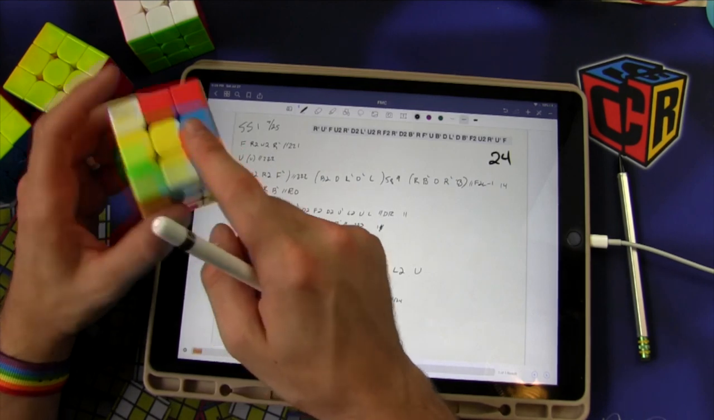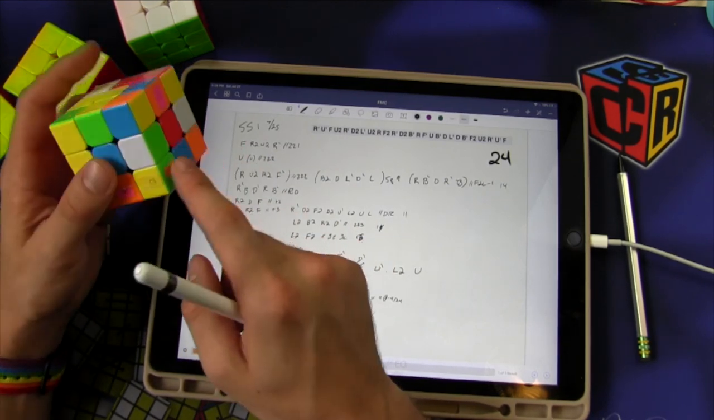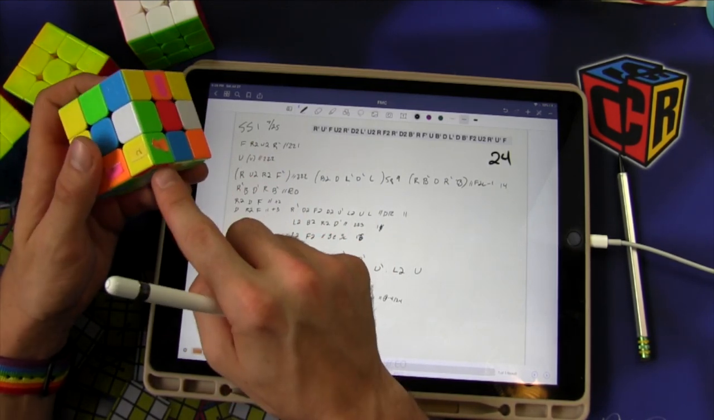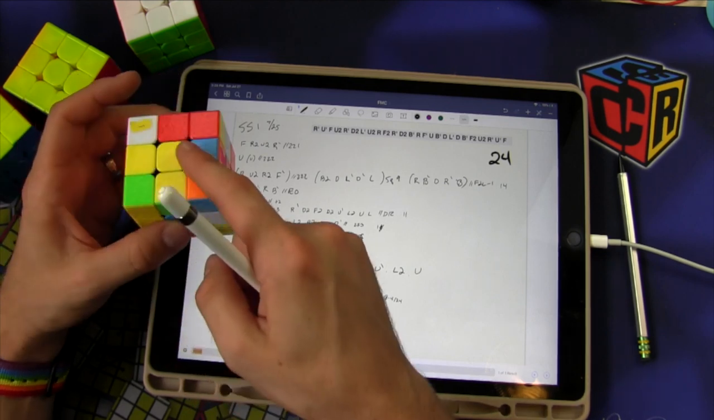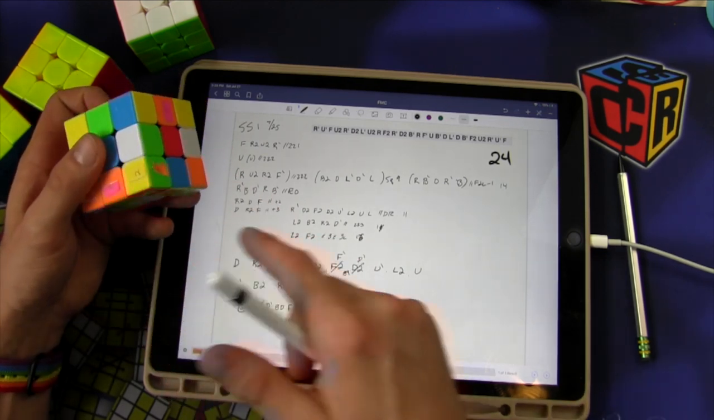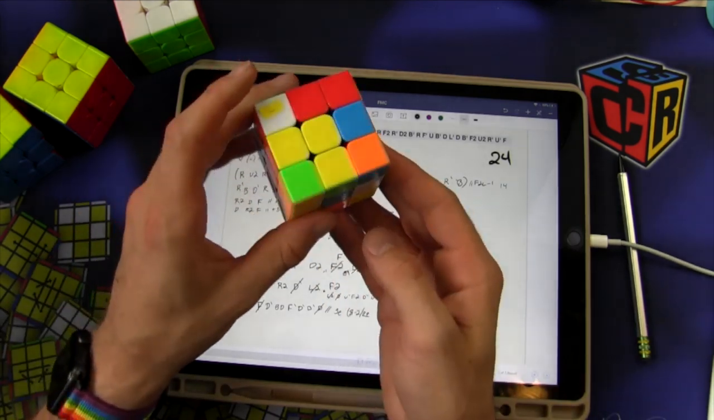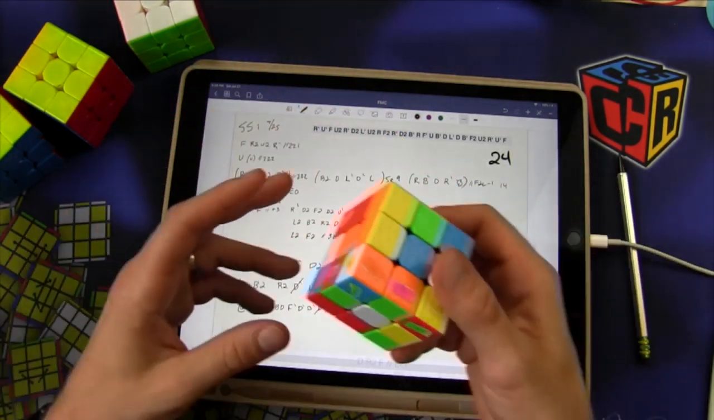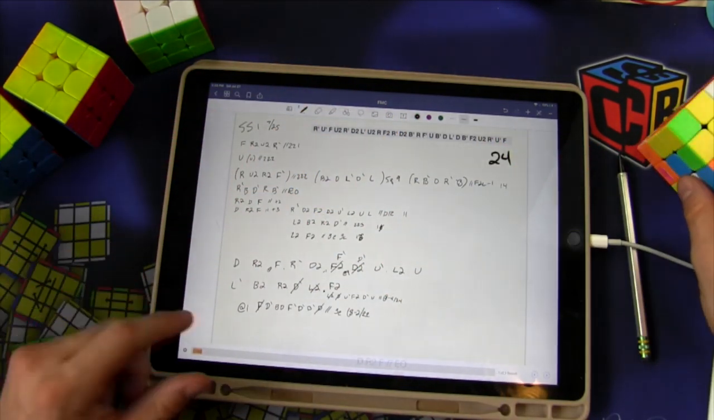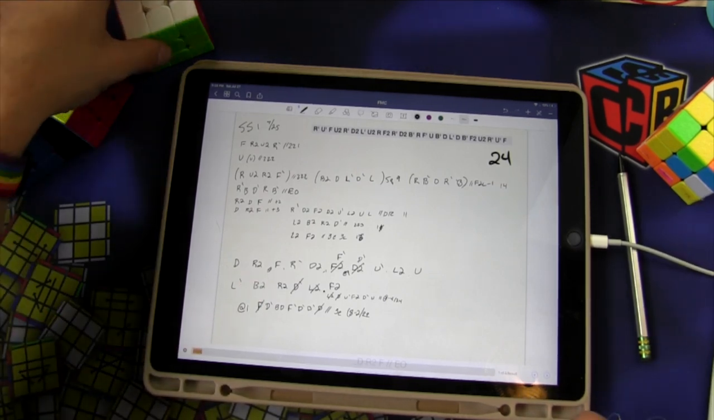Or I could put this one here and do R, D2, R prime, U, R, D2, R prime, and then U prime. Now, let's say you're having trouble visualizing that. What you can also do is just look real quick and say, oh, this could be something and mark that spot, and then do NISS.